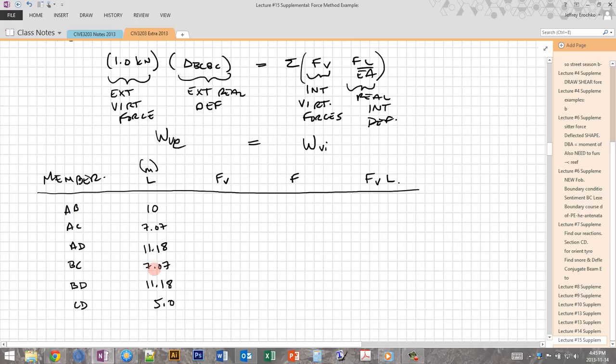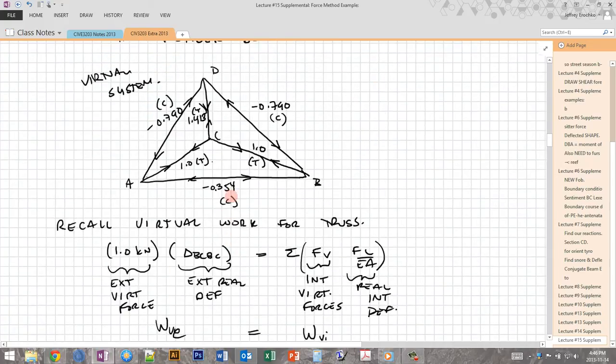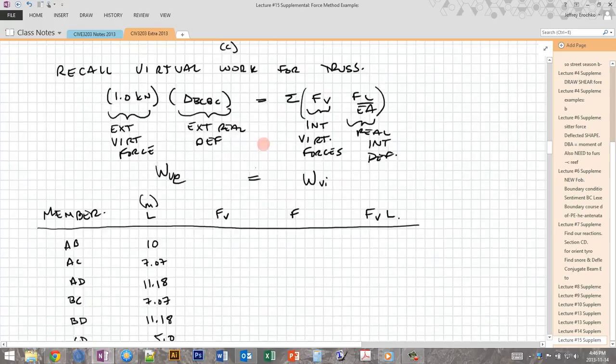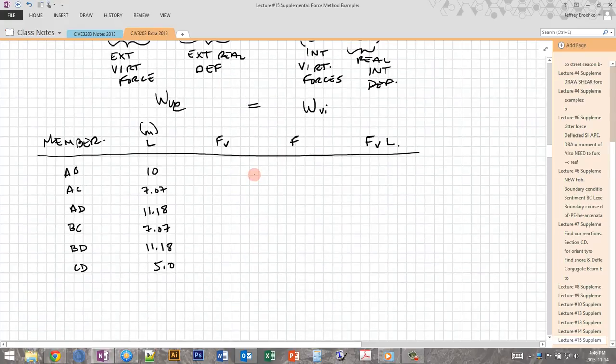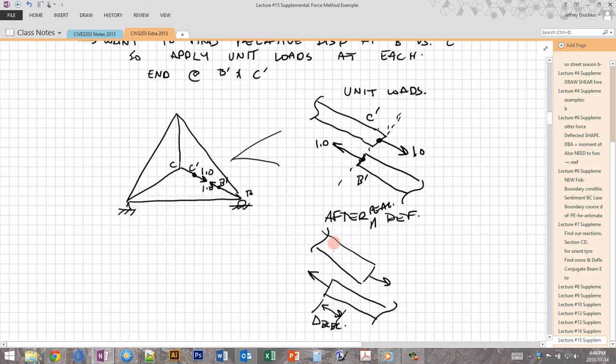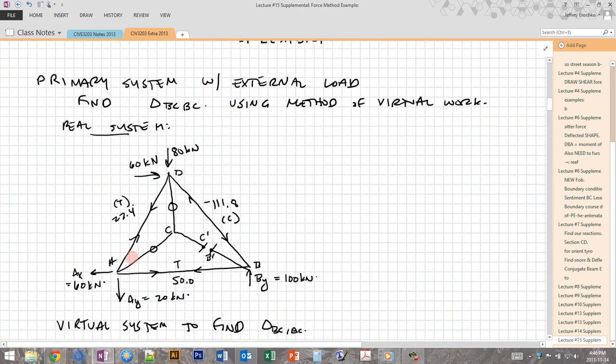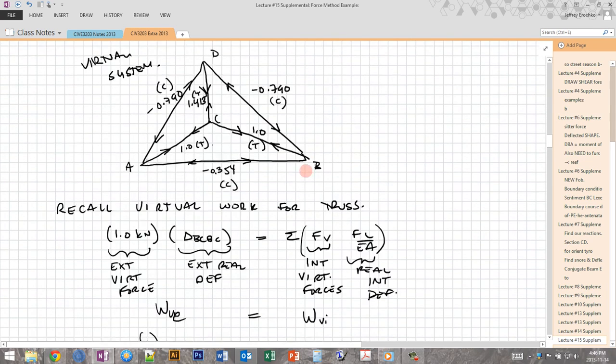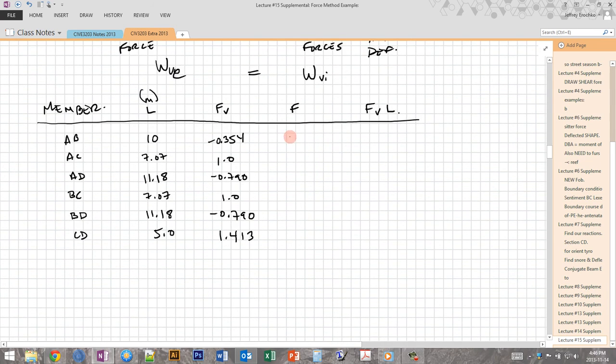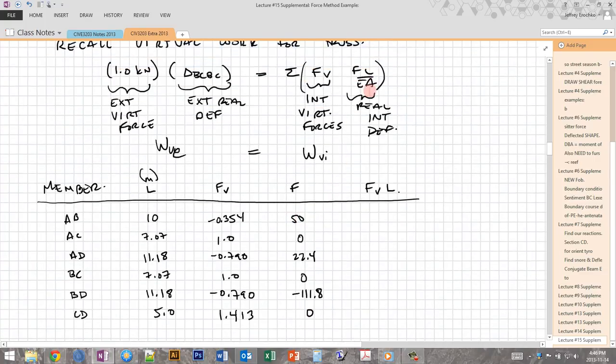There are 6 members in this structure. These are the lengths of each of those members. Then I'm going to copy the forces in each of the members. Tension is going to be positive, compression is going to be negative, and that gives me these values. Then I'm going to go up to my external load calculations, which is this primary system here with the external loads, and that gives me F, which are the real forces, and that looks like this. Then I have FV, I have F, I have the L, which is different for each member. Now EA for this problem is the same for every member.